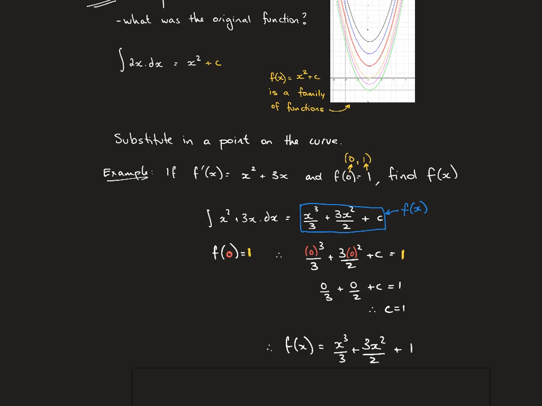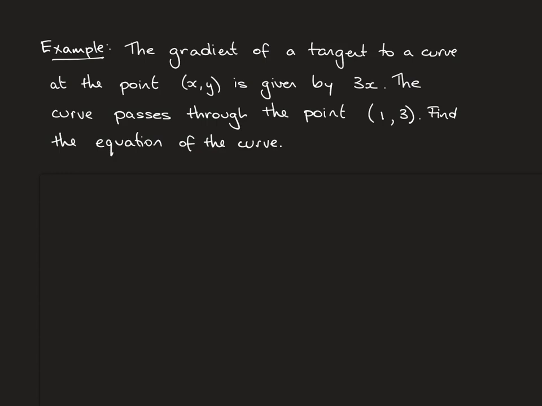Okay, let's have a look at another way of asking that question. The gradient of a tangent to a curve at the point x, y is given by 3x. So we've got some curve, and at some point there's a tangent. Let me just draw it over here. There's the tangent line there. Coordinates of this point are x and y, and the gradient of that tangent is given by 3x.